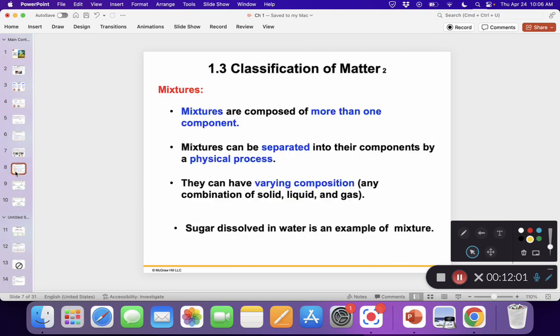Okay, so we can summarize all of this later on. So on the classification of matter, we talked about the pure substances, right? Now the second one is the mixture.